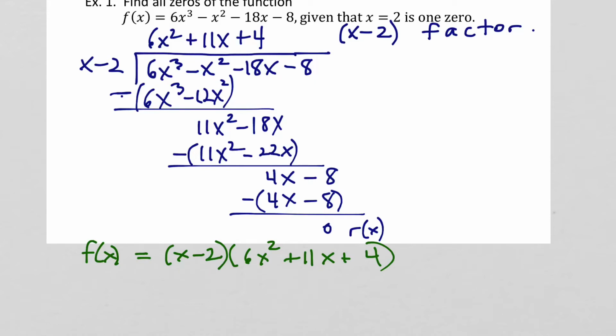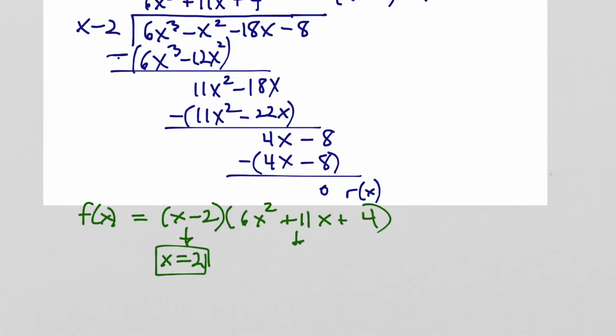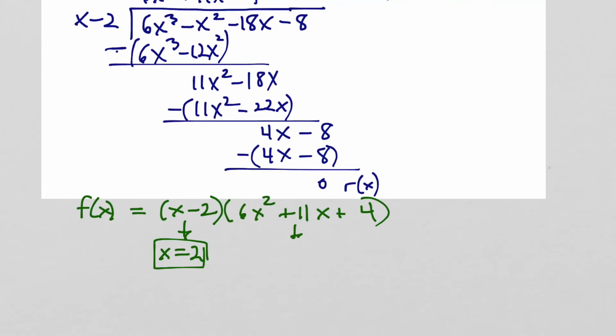So what we also know is that one zero is x equal to 2. So this factor, 6x squared plus 11x plus 4, should give us the other two zeros. The first thing I'm going to check is whether I can break this down into two other factors by just factoring a quadratic. If not, I'm going to have to use the quadratic formula.